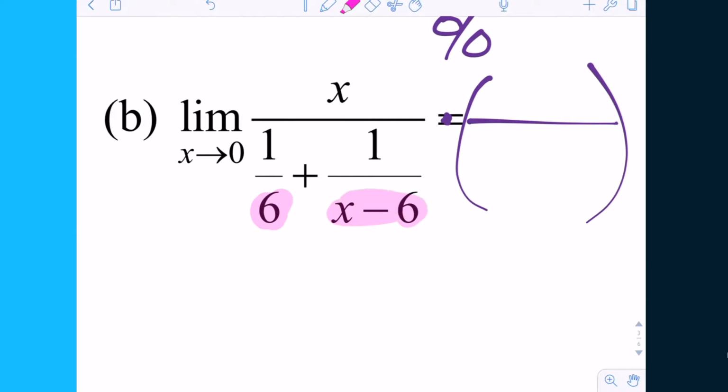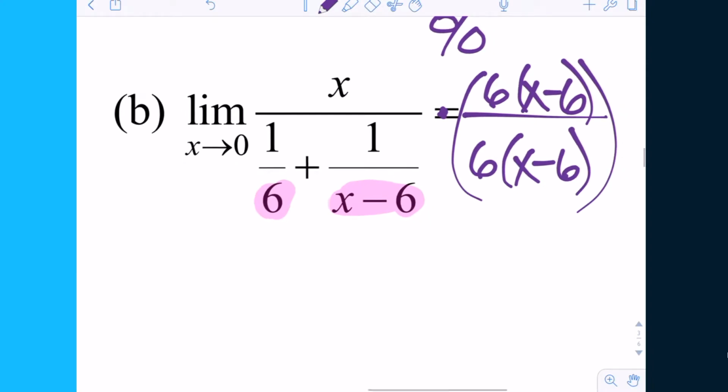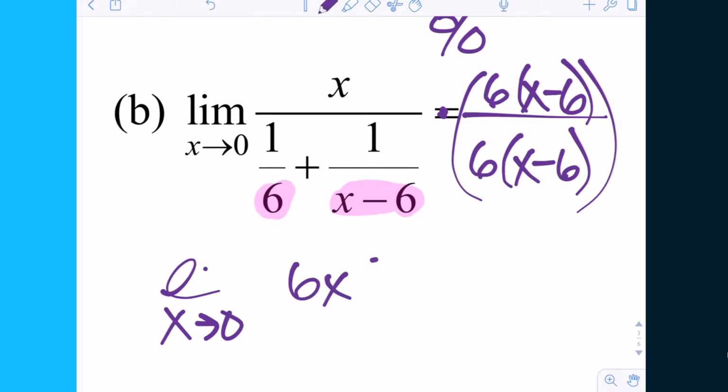What's the LCM? 6 times x minus 6. Now, if you can't get the LCM over the LCM, a CM will work. If it's not the least common multiple, if it's just a common multiple, it should work. You're just going to have to do more simplifying. All right, so in the top, it's just going to be 6 times x minus 6. Who's the bad guy, by the way? The factor of x, yeah.